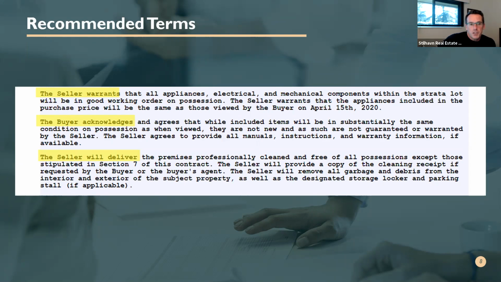This clause is going to make sure that the seller has to be responsible to pay for the repair of that third burner that doesn't work. And by adding appliances, electrical and mechanical, it covers pretty much everything in a strata lot. It has to be in good working order on possession. The second part I liked, I saw that in someone's contract, that the seller warrants that the appliances included in the purchase price will be the same as those viewed by the buyer on April 15th, 2020.